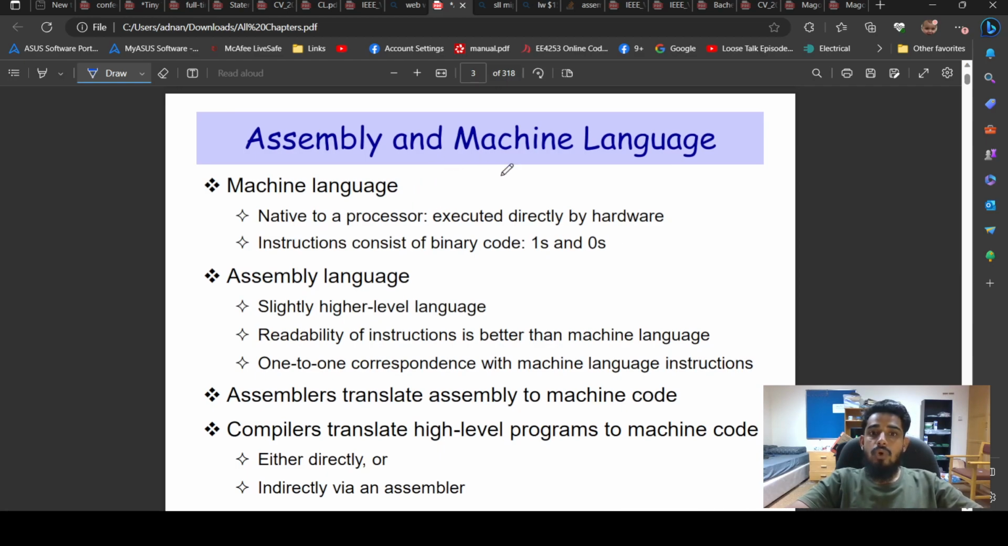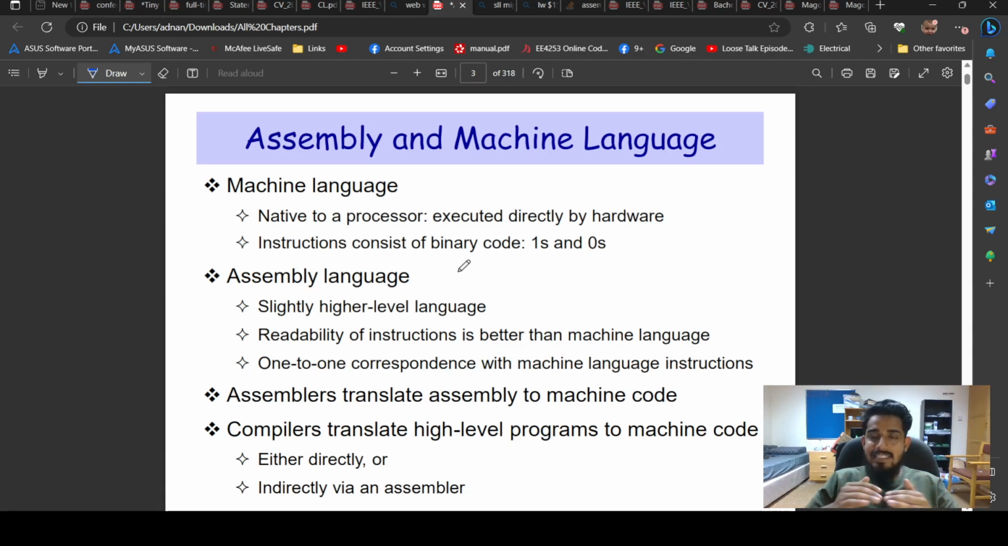There is the assembly language and machine language. Machine language, as I told you before, is about ones and zeros, mostly the binary format. It is native to the processor, executed directly by the hardware. Our hardware can easily understand the zeros and ones. Then comes the assembly language.